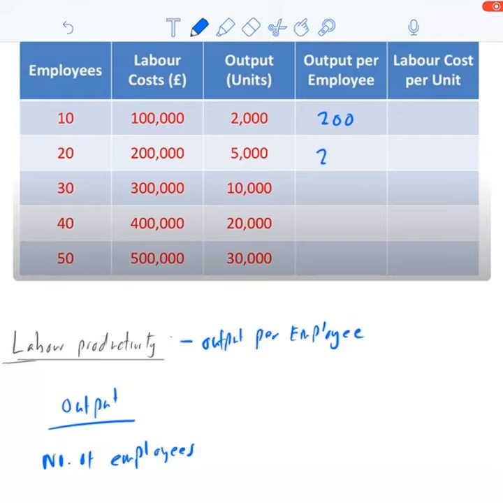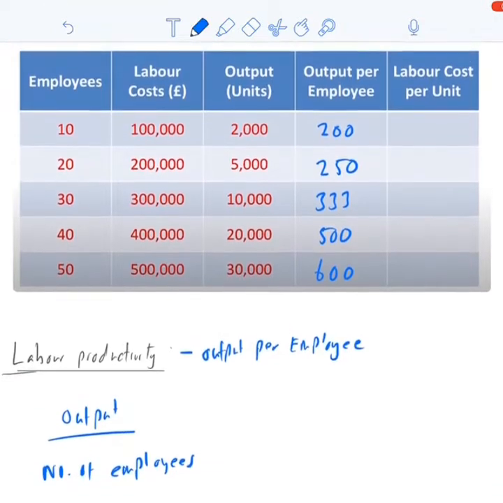Okay, your answers should therefore be 200, 250, 333, 500, and 600. Okay, so what observation can you make from this data? Well, the more employees they recruit, the higher the output per employee is. And let's consider why this might be. This maybe could be because of specialisation and division of labour, potentially.